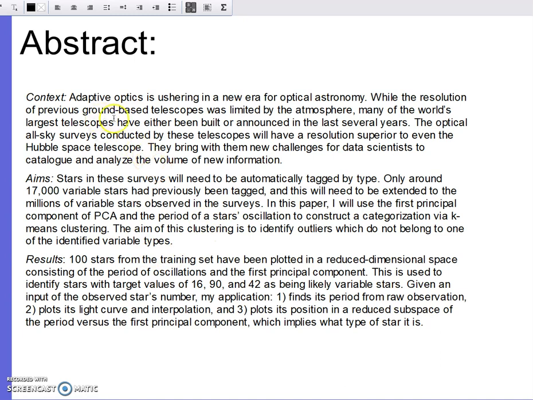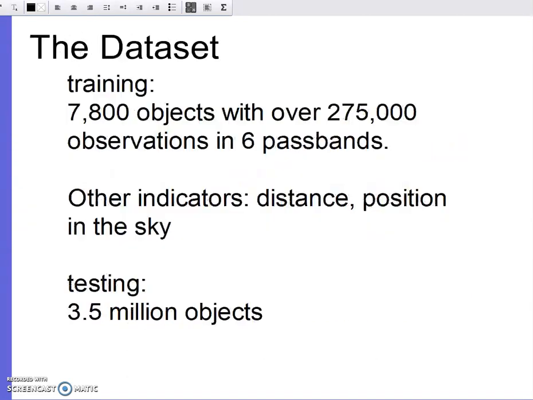The basic idea is that adaptive optics, which is removing the blur that comes from the atmosphere, has allowed us to put a whole bunch of ground-based telescopes that are going to be superior even to the Hubble Space Telescope. And that means that we're going to be observing millions of stars instead of tens of thousands of stars. And the best way of analyzing those would be with a computer as the first step.